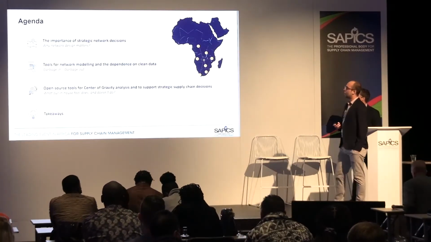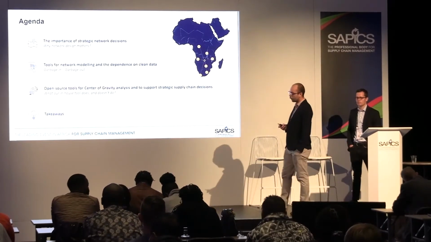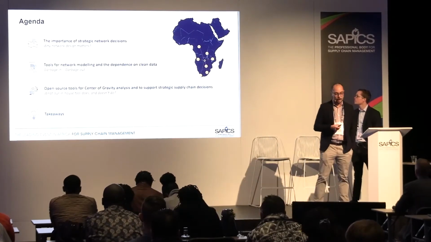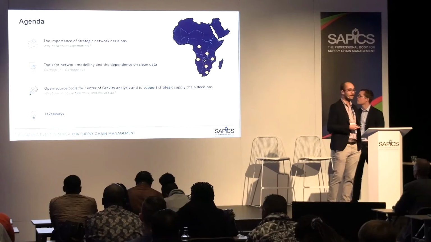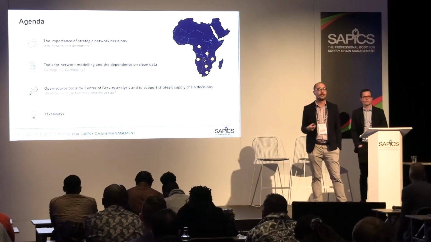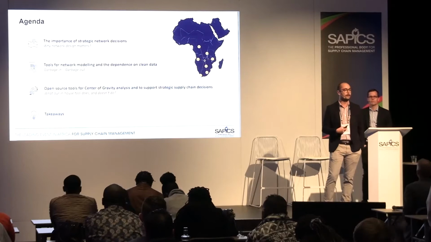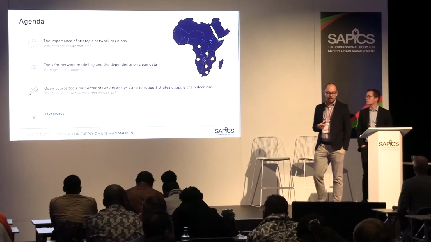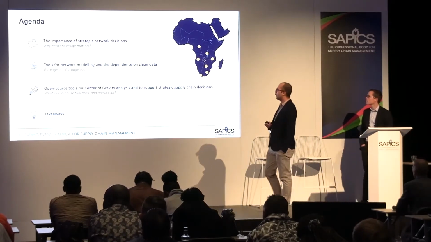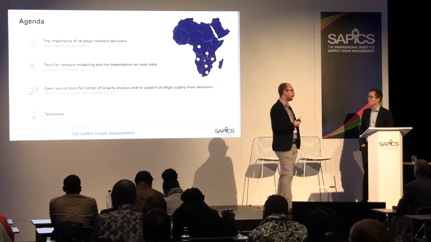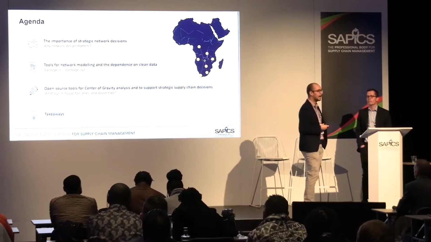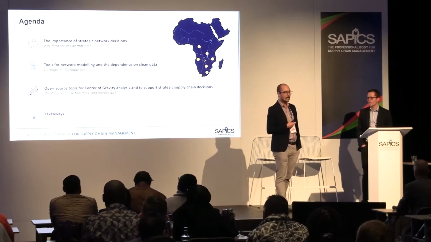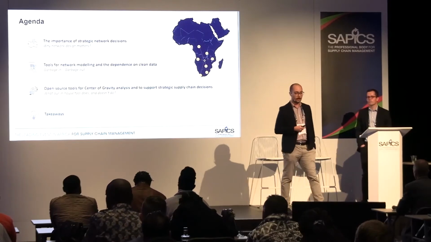So we'll be discussing three main topics, or sort of subtopics. The first is the importance of strategic network decisions, why network design matters, and some of this might come across as common sense, but I think as supply chain professionals, we need to remind ourselves of the importance of network design decisions. We'll then look at sort of traditional tools for network modeling and their dependence on data. And I think you'll gather as we go along that data is a really, really important aspect to making good network design decisions. As the saying goes, garbage in, garbage out.